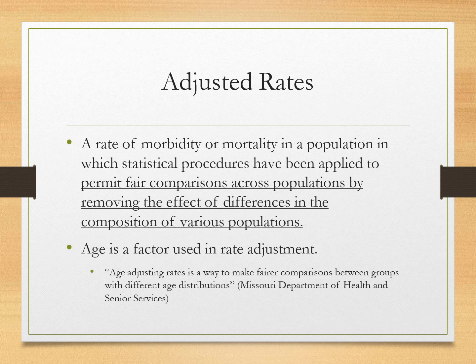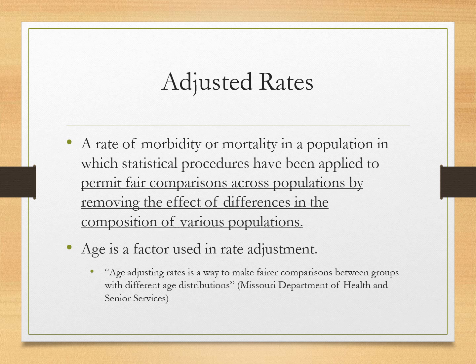Now let us understand why adjustments are needed when we are calculating specific measures. Adjusted rates refer to morbidity or mortality rates that have been statistically adjusted to allow fair comparisons across populations by accounting for differences in their demographic composition, such as age, race, gender, etc. One common factor used in rate adjustment is age.